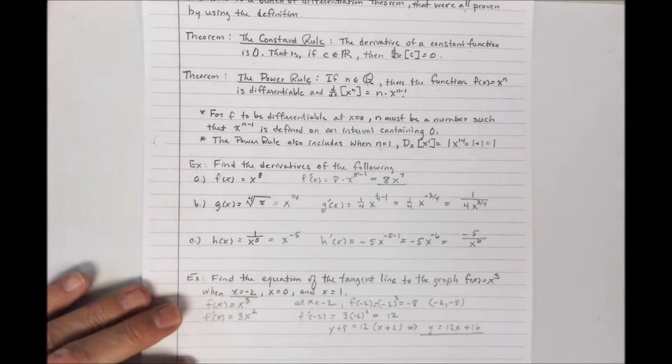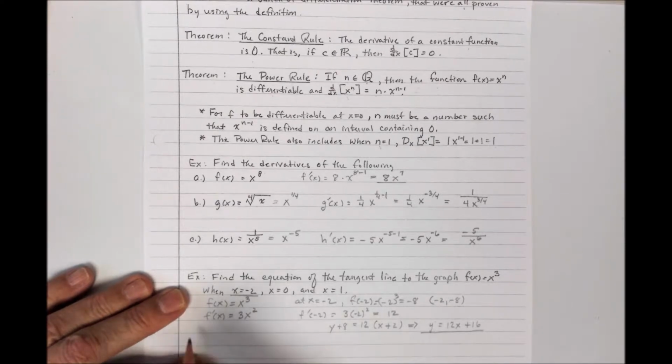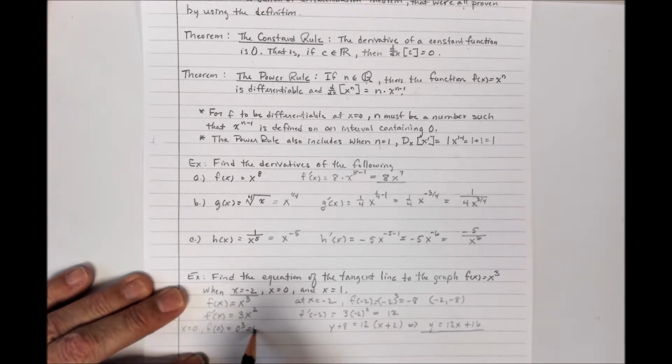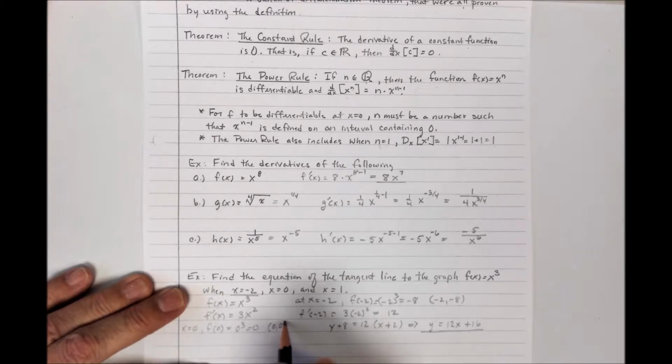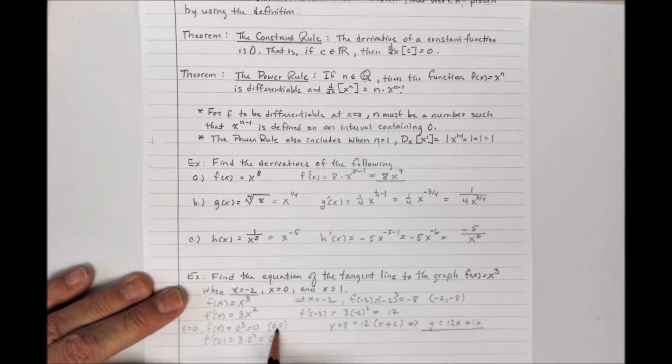I'll go ahead if I can squeeze in as much as I can here. So let's see, f of 0, because now I'm going to try to figure it out when x is 0. F of 0 is 0 cubed, which is 0. So my point of tangency is 0, 0. F prime of 0 is 3 times 0 squared. So that's just 0. So it's a horizontal line. My slope is 0. It goes through 0, 0. It's the x-axis. So my tangent line would be y equals 0.